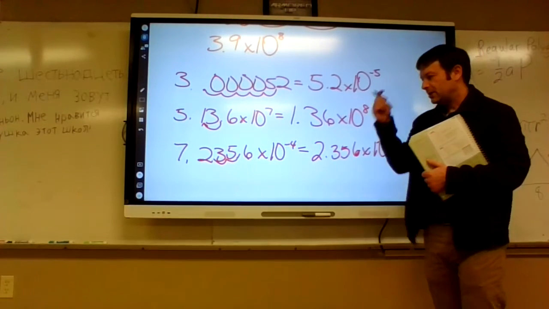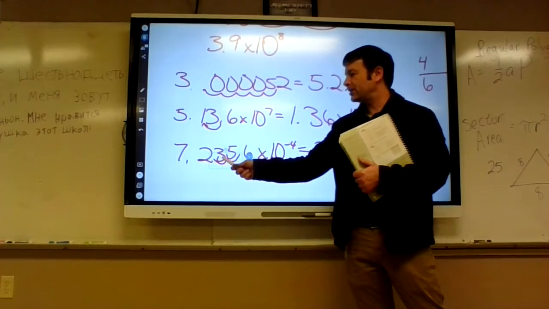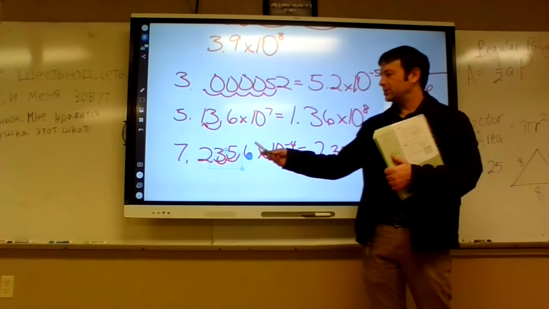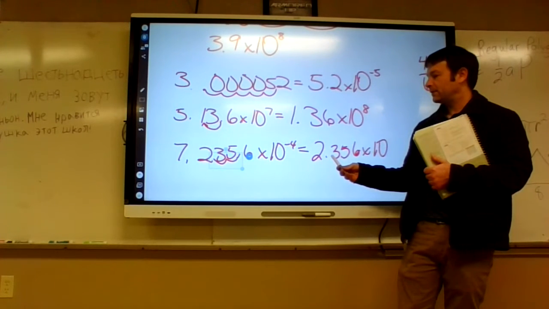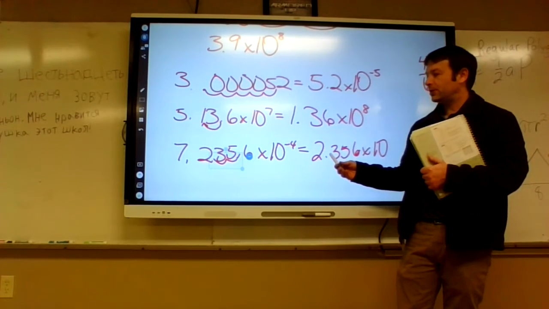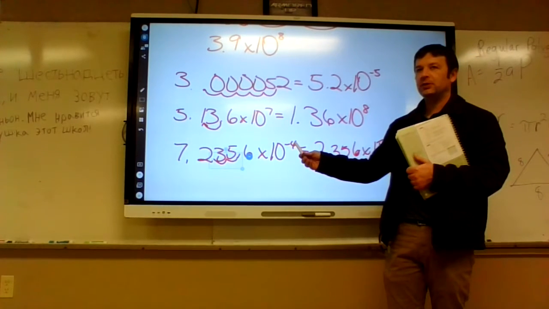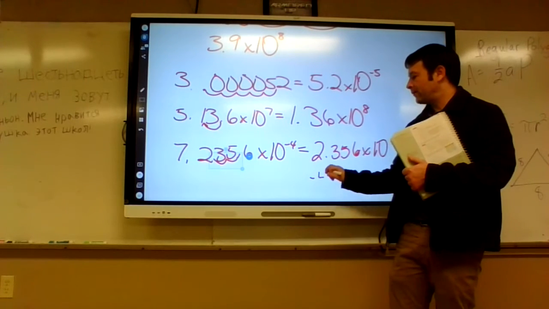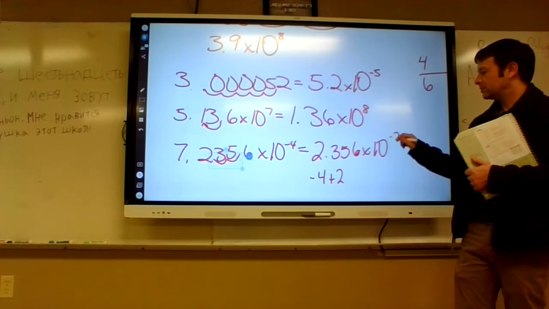Okay. I moved the decimal 2 places to the left. Did I make the number smaller or bigger? It was 235. Smaller. It became 2.35. So I made the number smaller by 2. So what do I need to do to the exponent? Make it bigger by 2. So what's negative 4 plus 2? Negative 2.